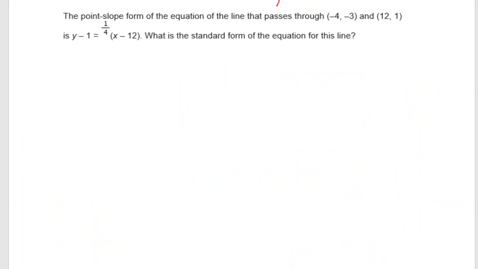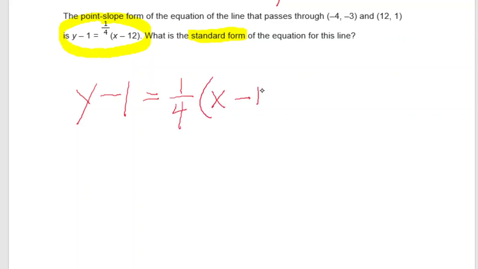Here's another example, but this example is asking you to write the standard form of the equation for a line, and they've already given you the point slope form. So like we saw in the previous problem, we can take our point slope form and simplify it. That would be my first step here.